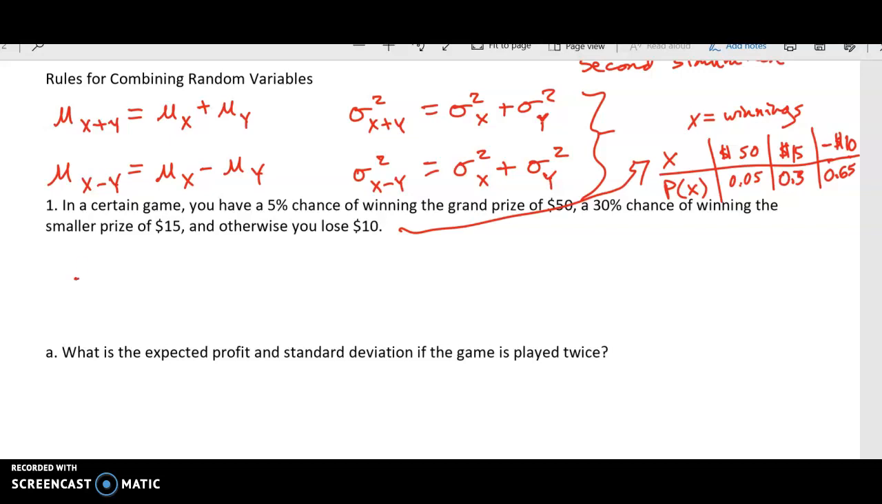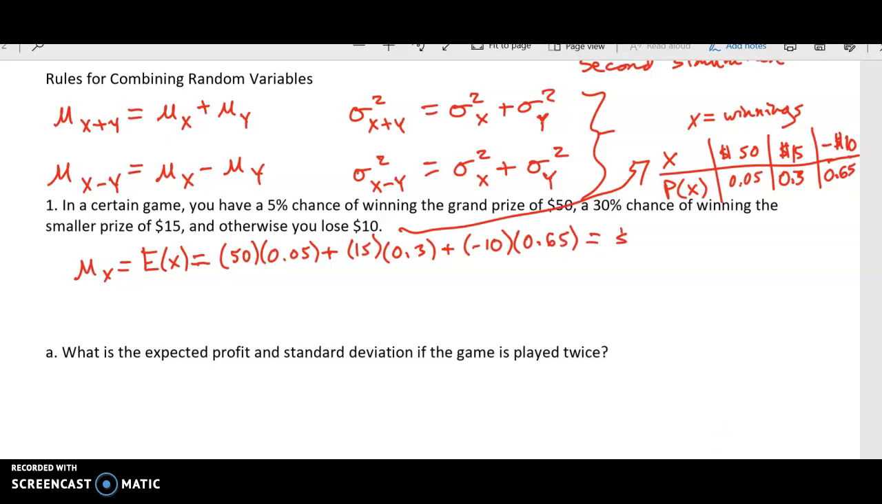Okay, so let's figure out the mean or expected value. We use both of those notations, they're interchangeable. 50 times 0.05 plus 15 times 0.3 plus negative 10 times 0.65. So we expect on average to lose 50 cents per play. Ugh, not good.